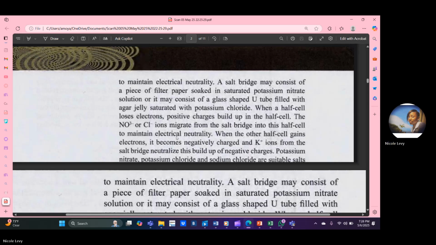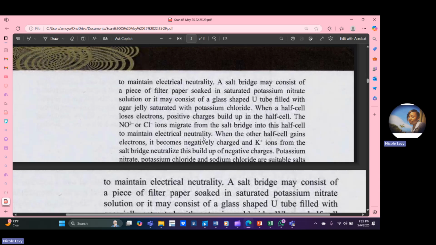So when the half cell loses electrons from the zinc, positive charges build up in the half cell. So we're going to develop a slightly positive charge in that half cell that is losing electrons. The NO3- ions, which are from the salt bridge, if we were using potassium nitrate, the anion, or if we're using potassium chloride, the Cl- ions, would migrate from the salt bridge into this half cell to maintain electrical neutrality.